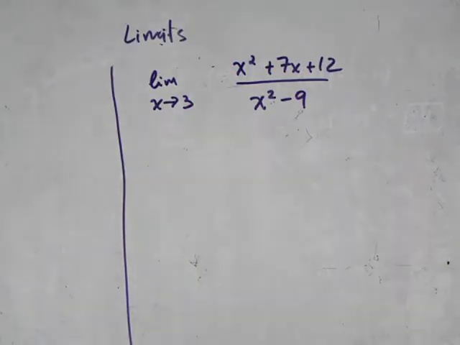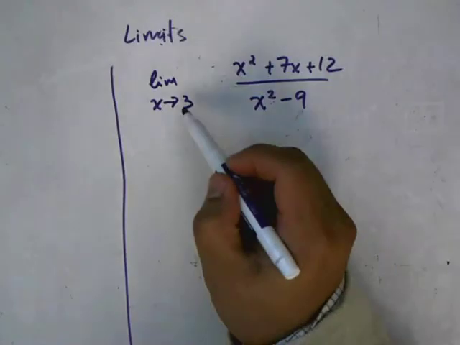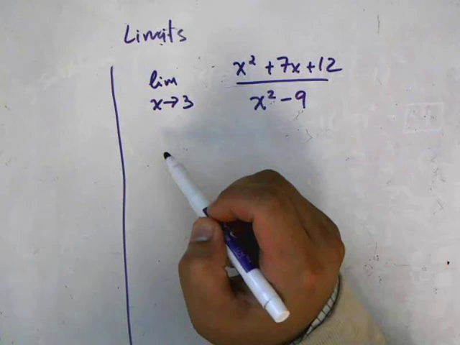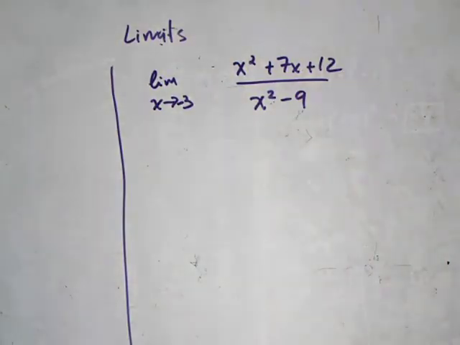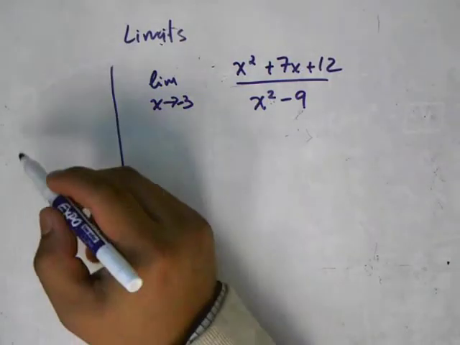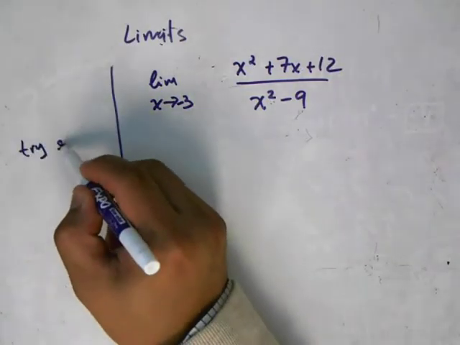And in this example, we're going to take the limit as x approaches negative 3 of x squared plus 7x plus 12, all divided by x squared minus 9. So first we will try substitution.